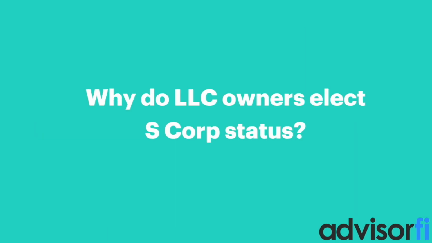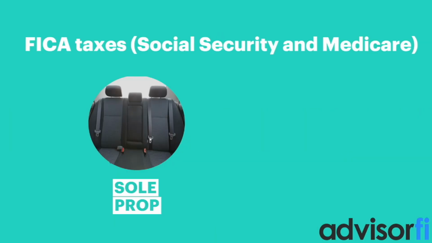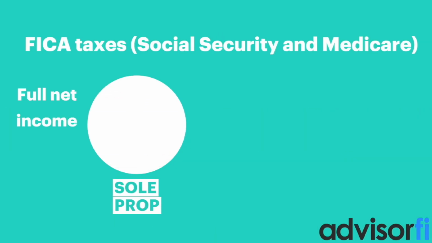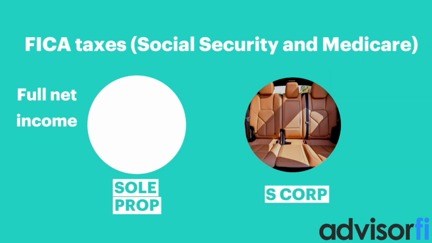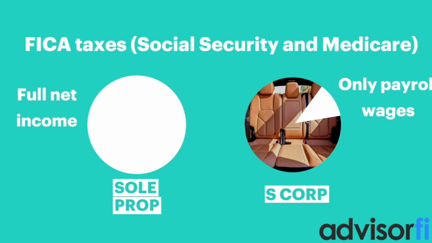One of the reasons why LLC owners elect S-Corporation status is to save money on taxes. Well, how is that possible? So if you're a small business owner of an LLC taxed as a sole proprietorship or an LLC taxed as an S-Corporation, you're going to pay Social Security and Medicare tax. But the biggest difference is when you're an LLC taxed as a sole proprietorship, the Social Security and Medicare tax is on all the net income. Whereas when you're an LLC taxed as an S-Corporation, it's only on payroll wages, no matter how big your net income is.